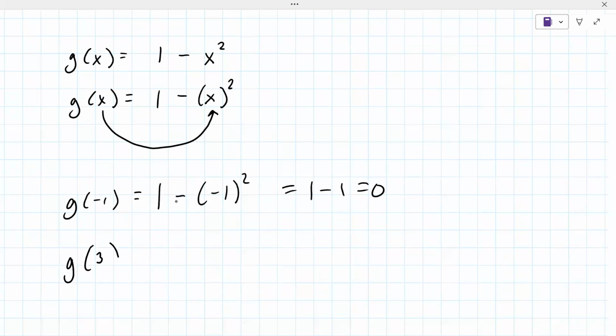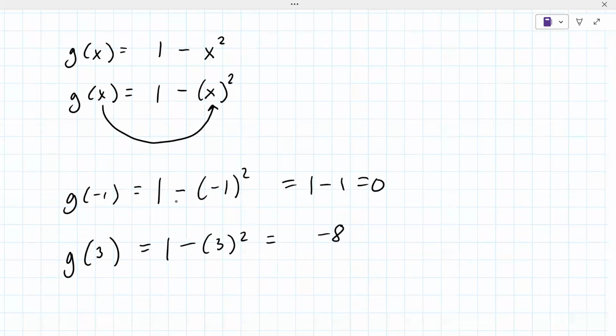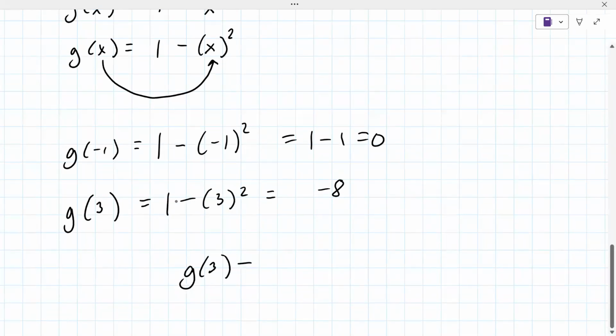What is g of 3? -8. It is -8. 1 minus 3 squared. All right. What is g of 3 minus g of -1? -8. Yes, -8. It is -8 minus 0, which is -8. Good. Okay. So now I feel like you've got this at least to the point where we can do some problems.